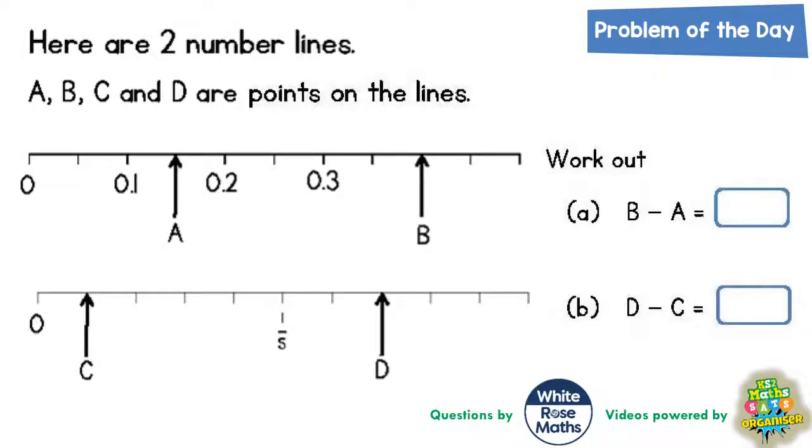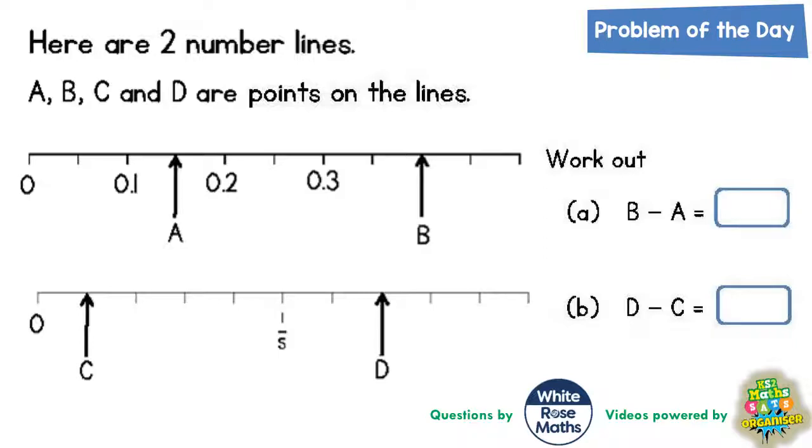Welcome problem solving fans to another problem of the day, and this one is all about two number lines, and in particular being able to work out what each small gap on a number line is worth. So let's read the question. Here are two number lines. A, B, C and D are points on the lines, and we've got some sums to work out. We've got to work out B minus A and D minus C.